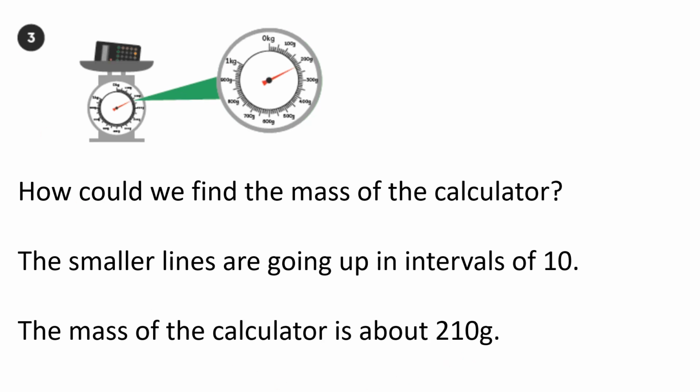Okay, and another example. Here we are finding the mass of the calculator by reading the scale and looking at the red pointer again. We can see that it's pointing at those smaller lines again, and we know that those are going up in intervals of 10 today. So if we look really closely, we can just about see that the red pointer's moved on one small line past 200 grams. So we can say the mass of the calculator is about 210 grams.